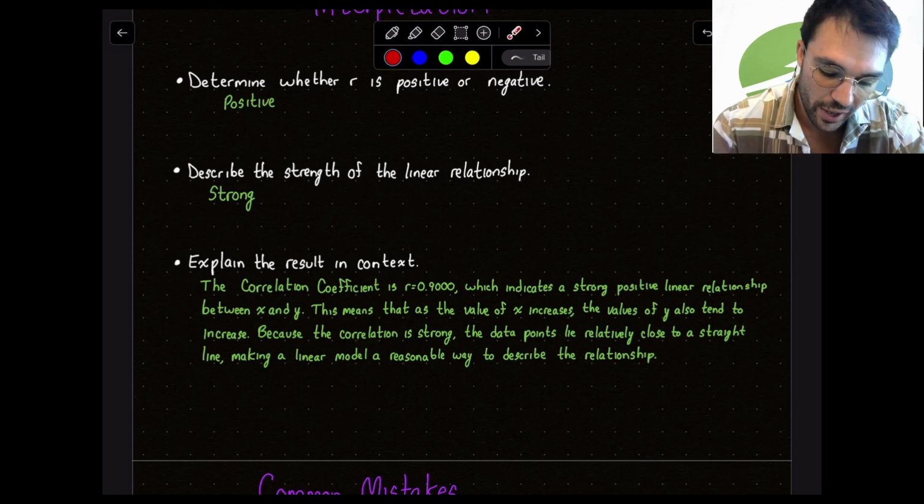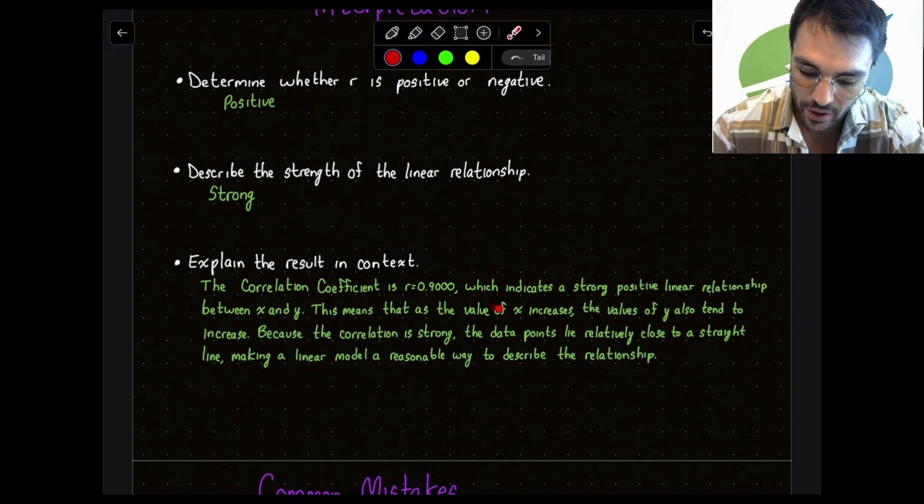This is more wordy than it needs to be, but at least it's crystal clear. We could say something like, the correlation coefficient is R equals 0.9000, which indicates a strong positive linear relationship between X and Y. This means that as the value of X increases, the value of Y also tends to increase. Because the correlation is strong, the data points lie relatively close to a straight line, making a linear model a reasonable way to describe the relationship. Cool.